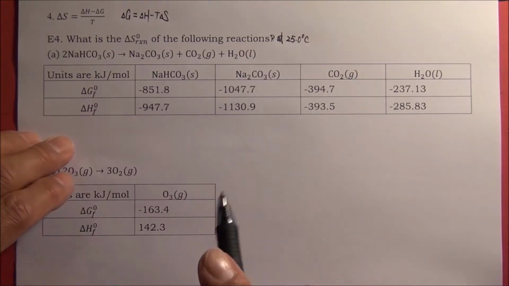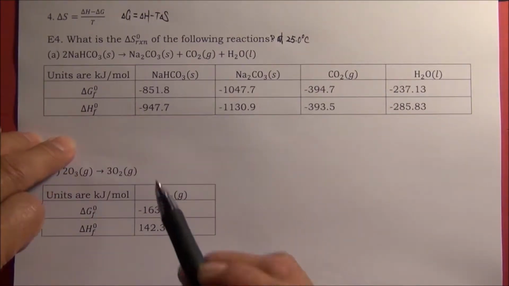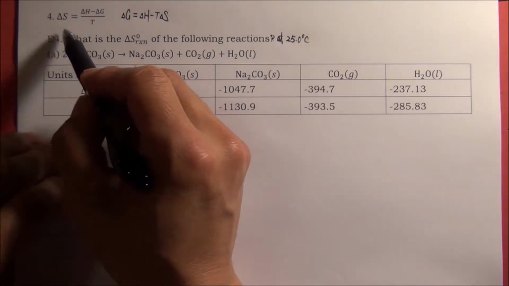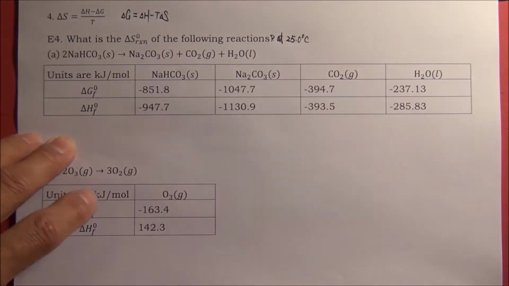Let me use two examples to show you how to calculate the entropy change of a chemical reaction by using equation number 4.